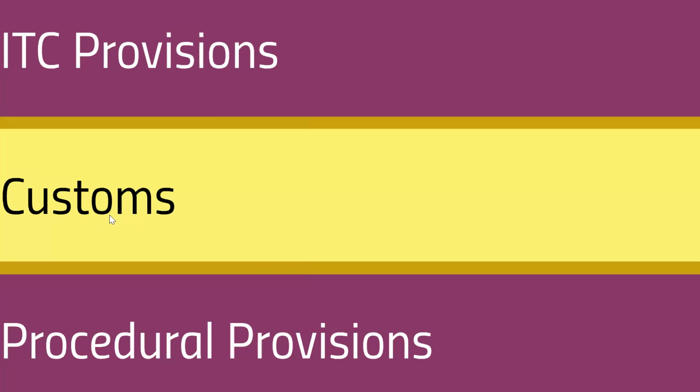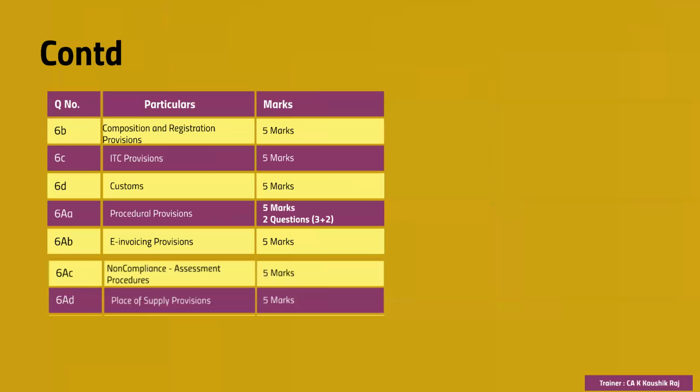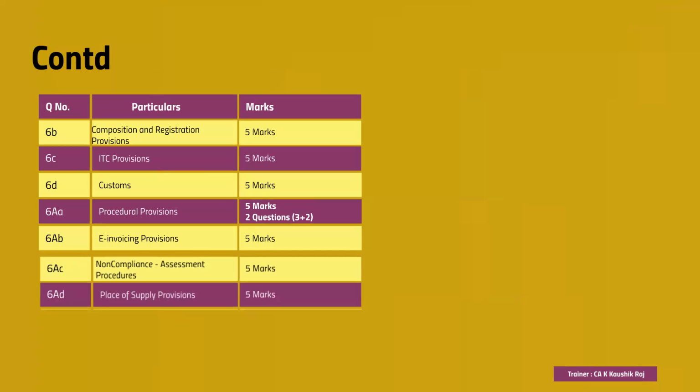So customs here was a very simple question, and that is getting a weightage of 5 marks. And I see an entire thing, roughly 10 to 15 marks, is easily scorable from the customs, from the type of questions that they have asked for.